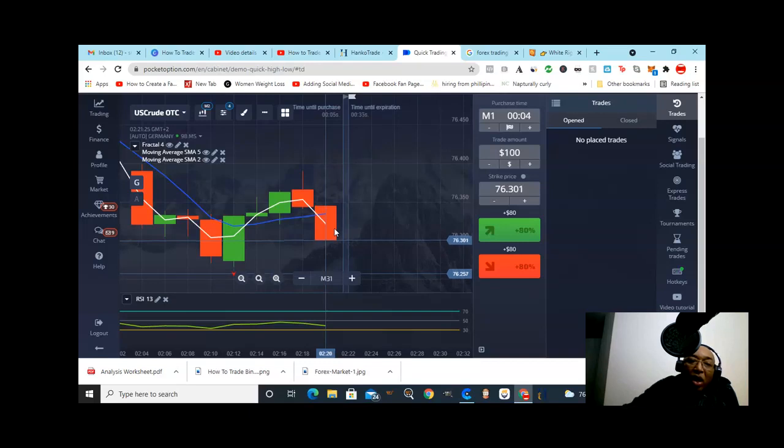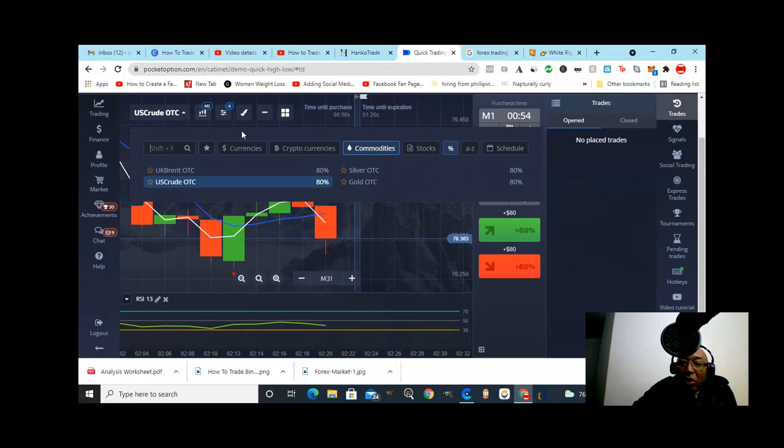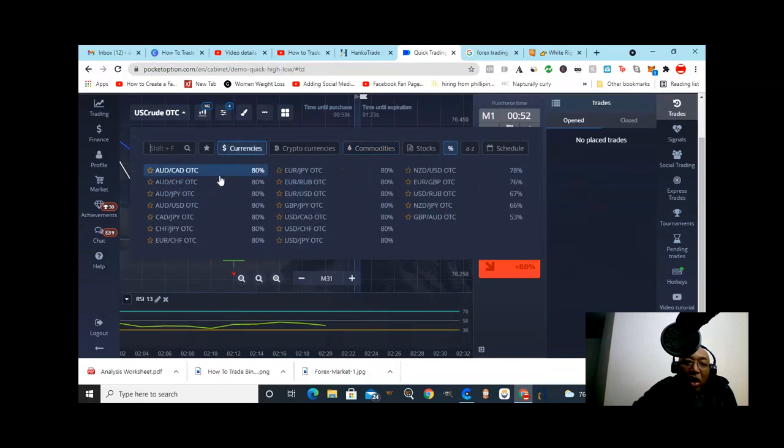So let's go and look at the currency pairs. Let's see how good the currency pairs are. So we have different currency pairs. They're all paying about 80%, all the way up to this one here. So let's favorite a few of these and see what happens.